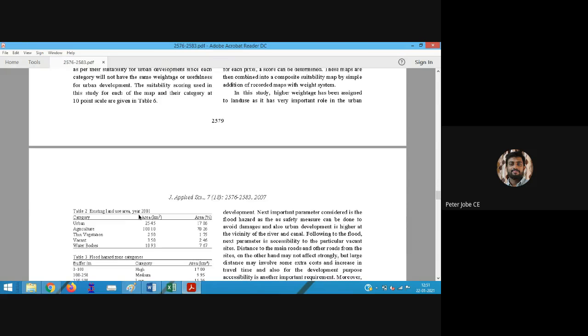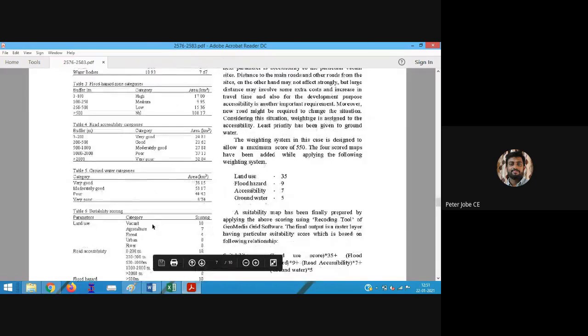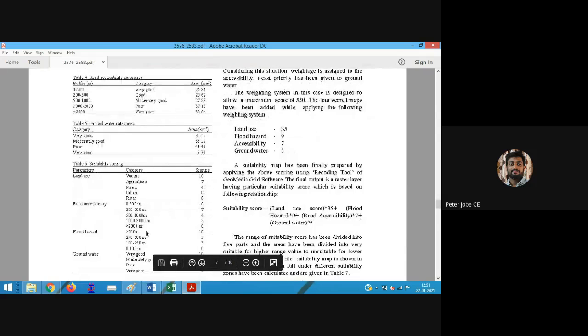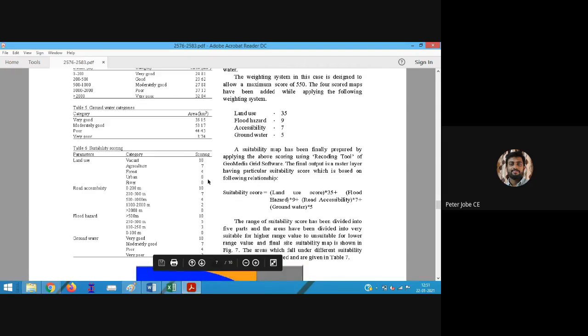So this is the thing we are discussing, and with that we have tabulated the suitability scoring for each type of land use. You can see there are some suitability scores like 10, 7, 4, etc. And for road accessibility, a score of 10 is given for all those areas which lie within 200 meters from the road. And for flood hazard, similarly, you can see the score is 0 for those areas which lie very close to the flood hazard zones, that is, within 100 meters from the flood hazard zone. The score given will be 0 for that.